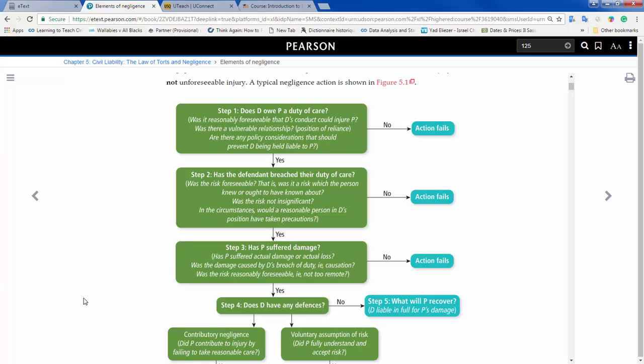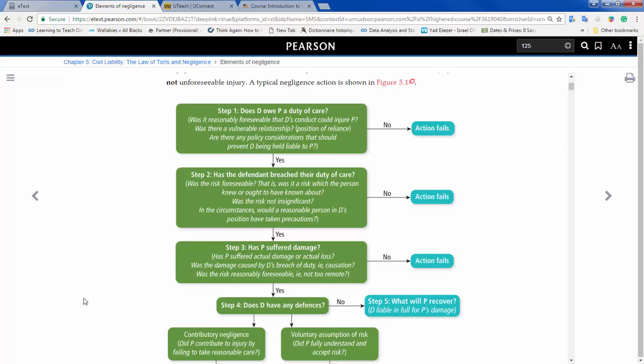So the first step is asking us, does the defendant, D, owe P, the plaintiff, a duty of care? How do you go about answering this question? There are more questions that you need to ask. The first one: was it reasonably foreseeable that the defendant's conduct could injure the plaintiff? And there are legal tests through which you can establish whether this was a reasonably foreseeable instance.